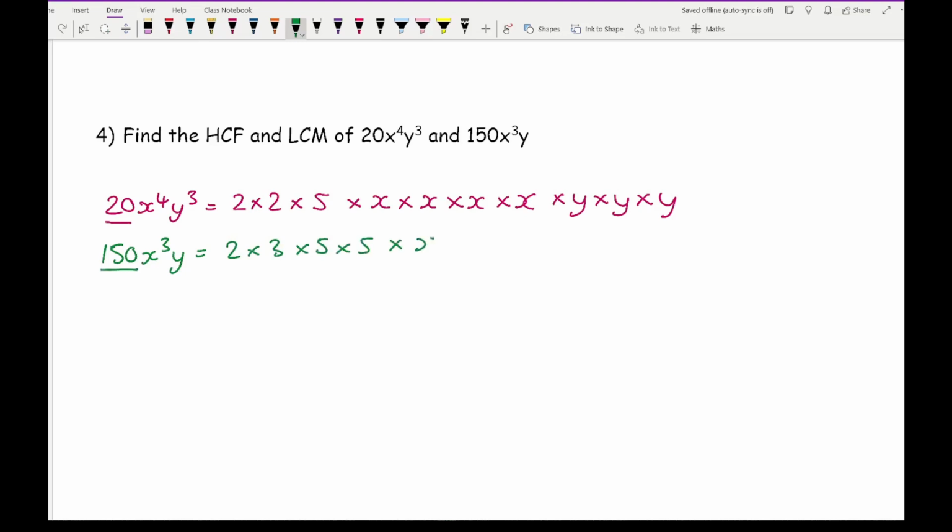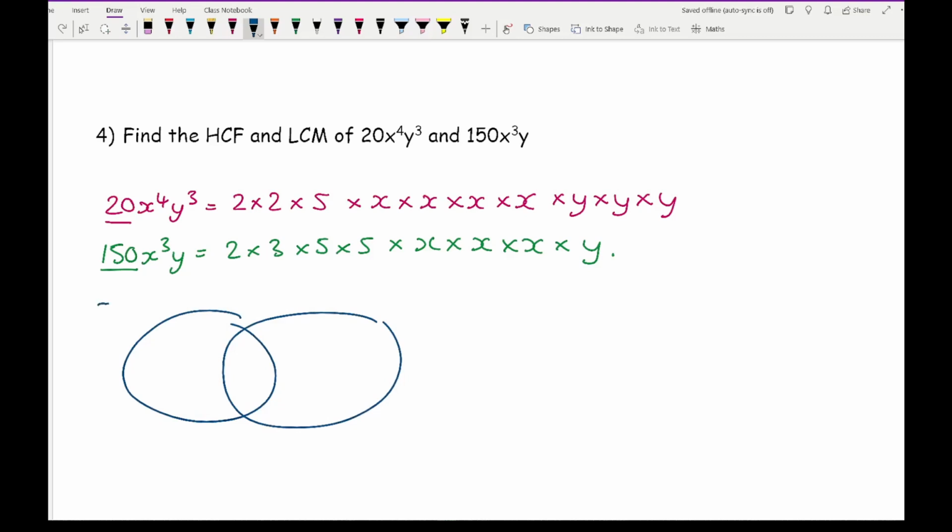Then I'm writing 3 x's and 1 y, like so. Now from this, what I then need to do is draw my Venn diagram and just label it. So I've got 20x to the 4 y cubed and I've got 150x cubed y. Then the next step is to circle the numbers and algebraic letters that appear in both.